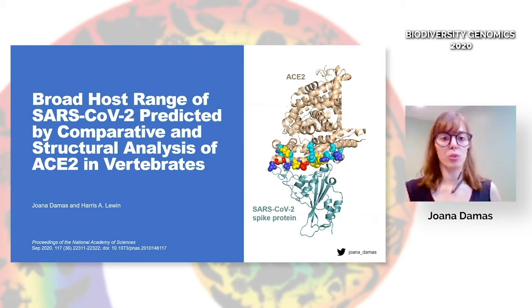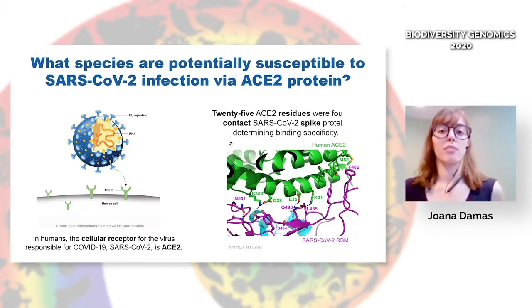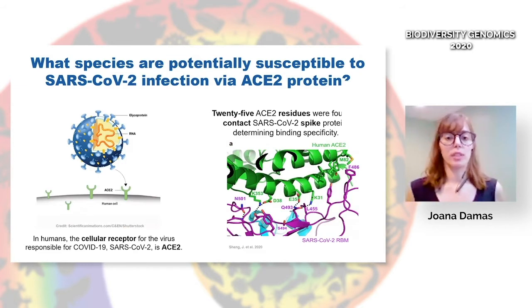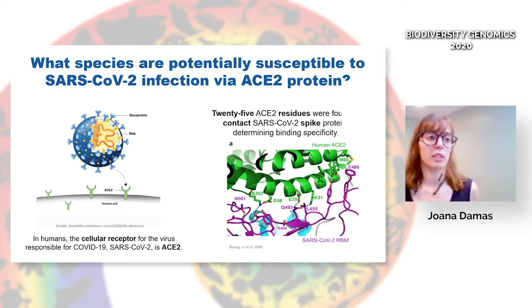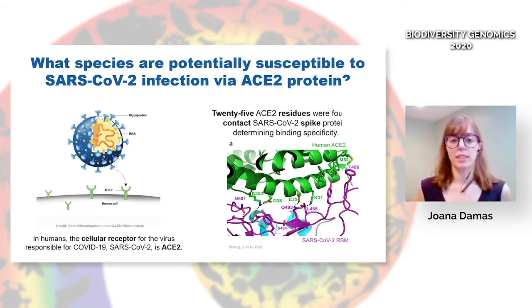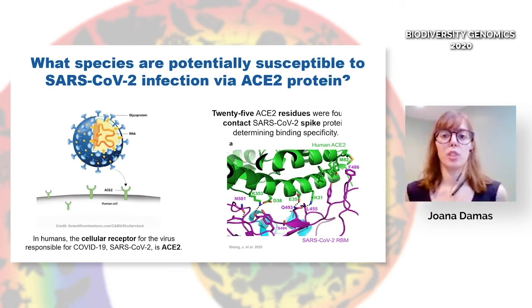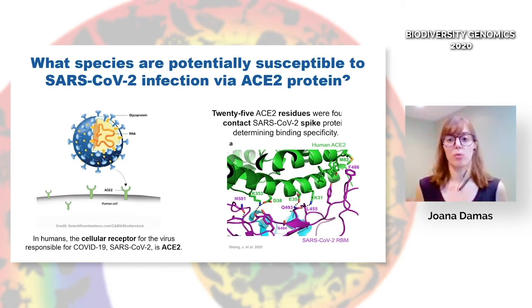As you know, SARS-CoV-2 is the virus that is responsible for the COVID-19 disease, and in humans it uses the ACE2 protein as a cellular receptor to enter and infect the cells. There are 25 residues specifically in the ACE2 protein that were found to contact the SARS-CoV-2 spike protein, and they determine the binding specificity. Under normal physiological circumstances, the ACE2 protein functions in the cardiovascular system and is important, for instance, to regulate blood pressure. So the ACE2 gene is present in all vertebrates. So our question was, what vertebrate species are potentially susceptible to SARS-CoV-2 infection through their ACE2 proteins?